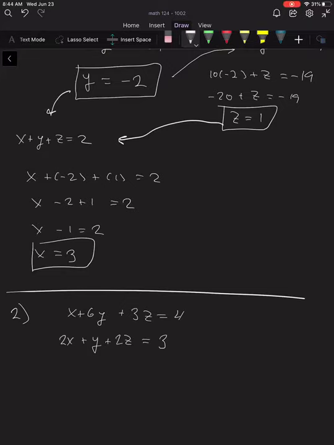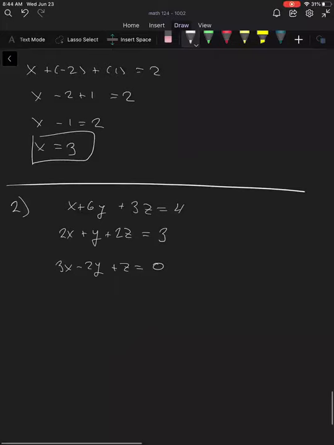2x plus y plus 2z is equal to 3. And then 3x minus, no, sorry, 3x minus 2y plus z is equal to 0. Okay, so let's do that same thing we did in the previous section.